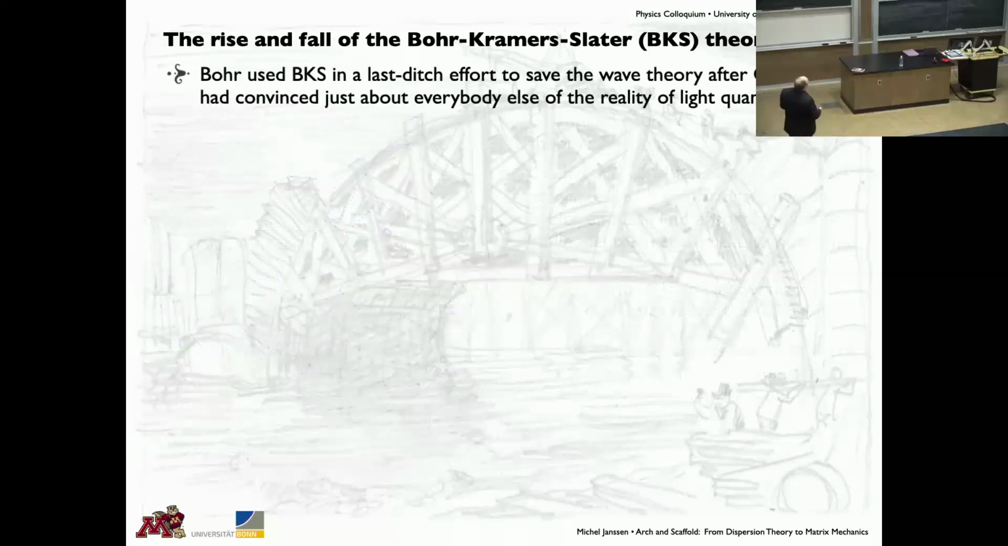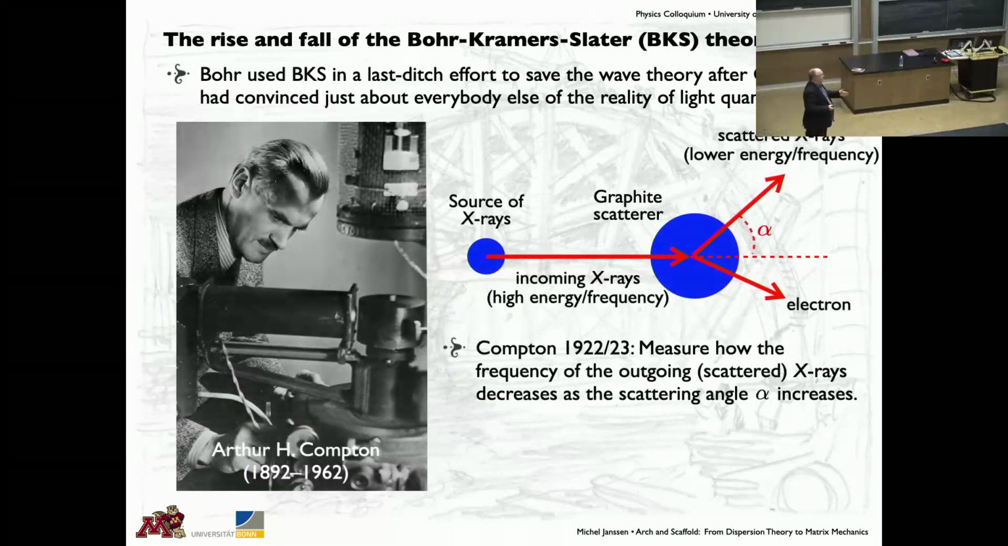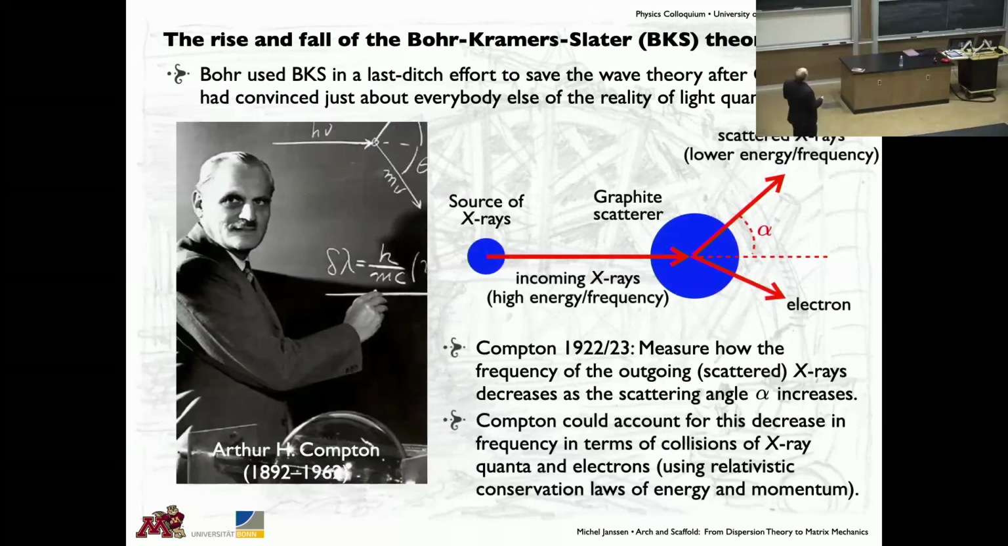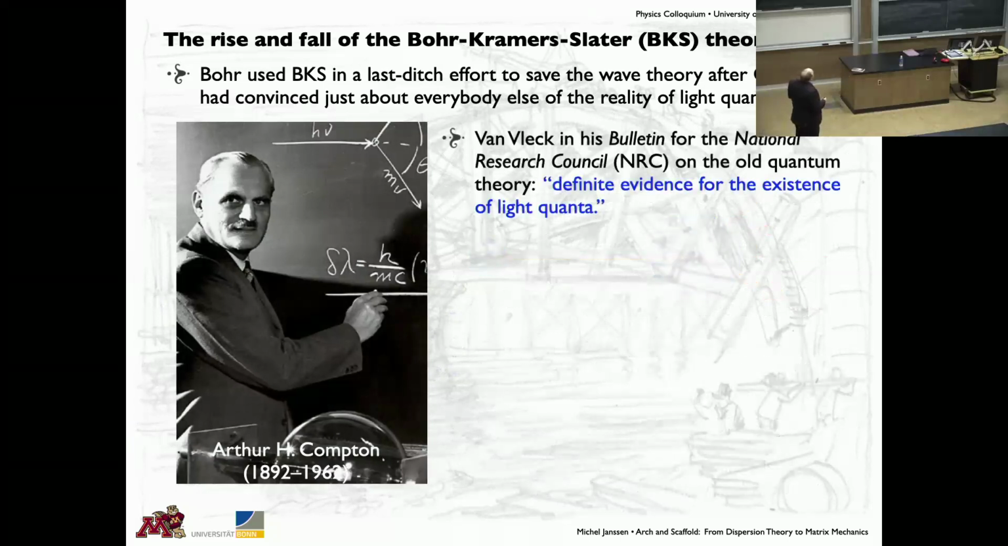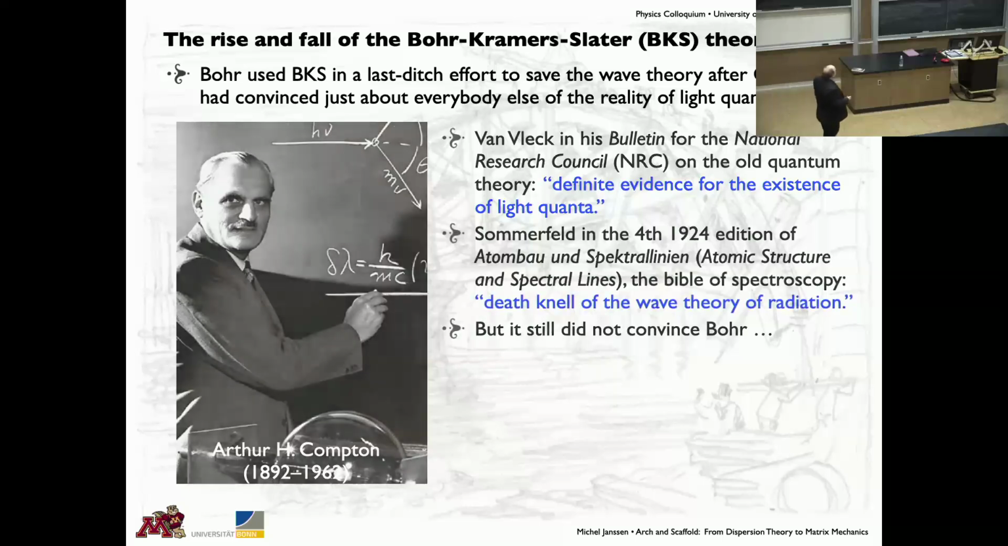Now, Bohr used this idea of a double representation to weasel out of the evidence coming from the Compton effect that light is like a particle, the light quantum hypothesis. I'm going to go fast, you know the story. Most people saw this as definite evidence, Van Vleck, Sommerfeld. But Bohr was not convinced.